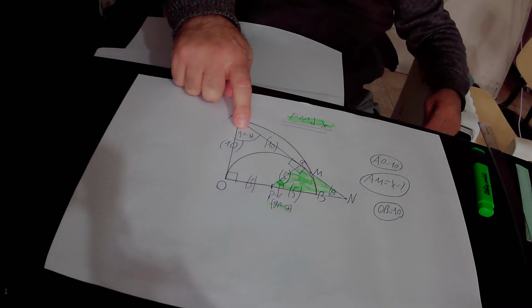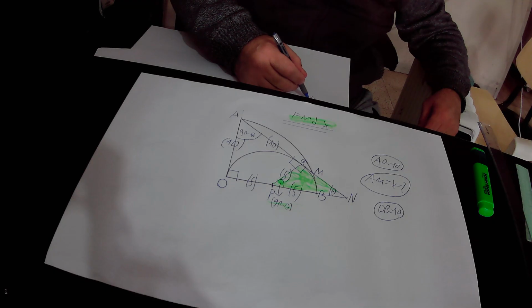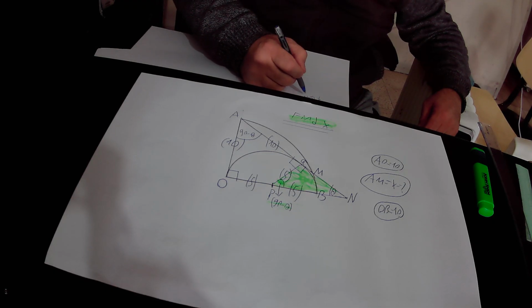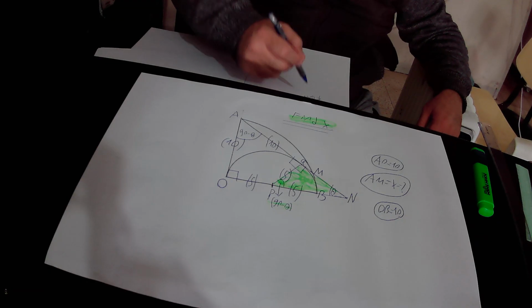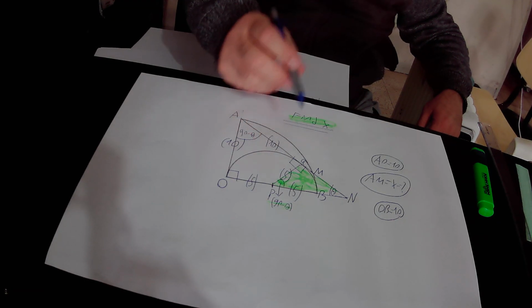So this is angle OAN in the big right triangle AON, and it is equal to this angle, which is actually angle QPN in the green triangle.